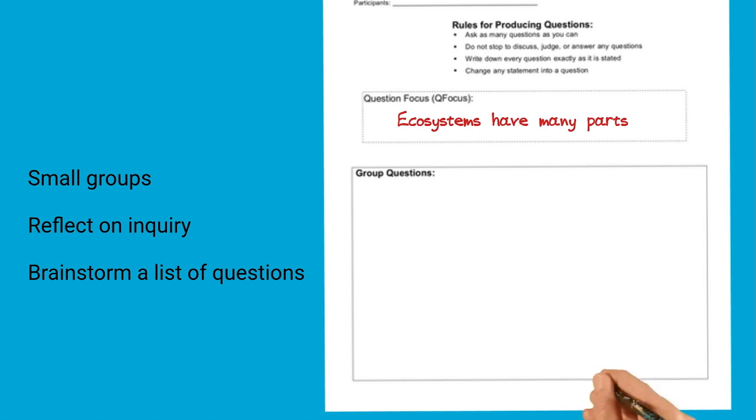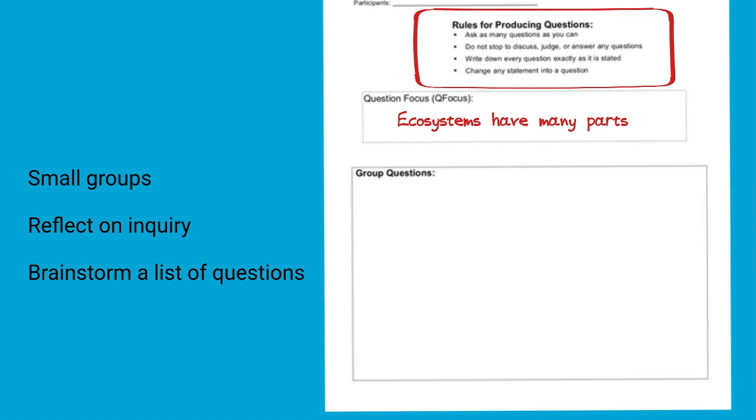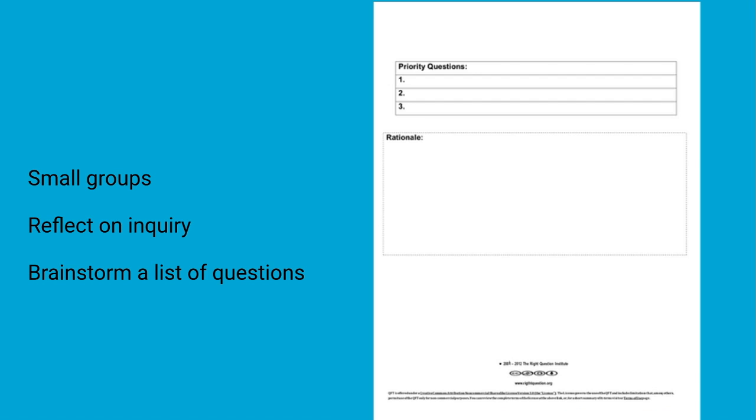In small groups, your students will focus on their hands-on inquiry and brainstorm a list of questions they still have on that topic. One record keeper lists all the questions. They cannot stop to discuss, judge, or answer the questions. The recorder must keep writing down every question exactly as stated, and any statements must be changed into questions.